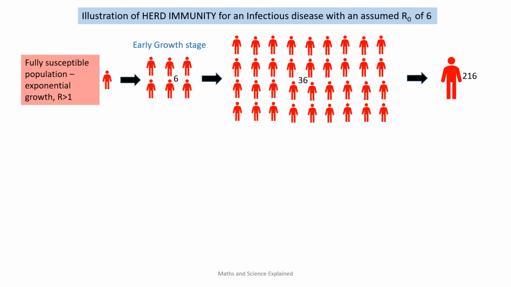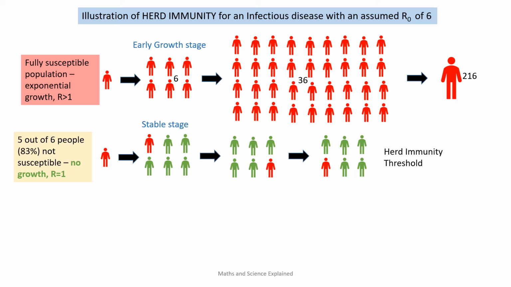After some period of time, far less of the population remains susceptible, either through natural immunity acquired from previous infection or from vaccination. When we reach a stage where 5 out of 6 or 83% of people can no longer become infected, then we have reached a stable phase where one infection only leads to one new one. The R rate is equal to 1 and the disease no longer grows. This point is known as the herd immunity threshold.